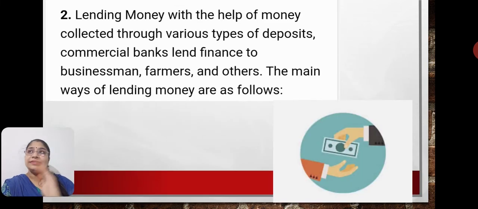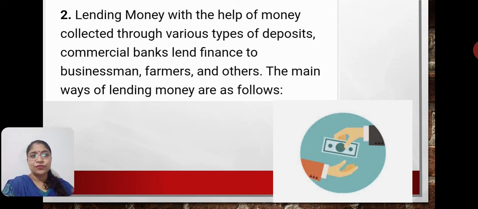Now this was accepting deposit. So these are the various types of accepting deposit. Let us see lending money, granting the loans. Lending money with the help of money which is collected by the bank. In this way they collect from various deposits. So a commercial bank lends finance, gives money to businessmen, to farmers, to small scale industries.